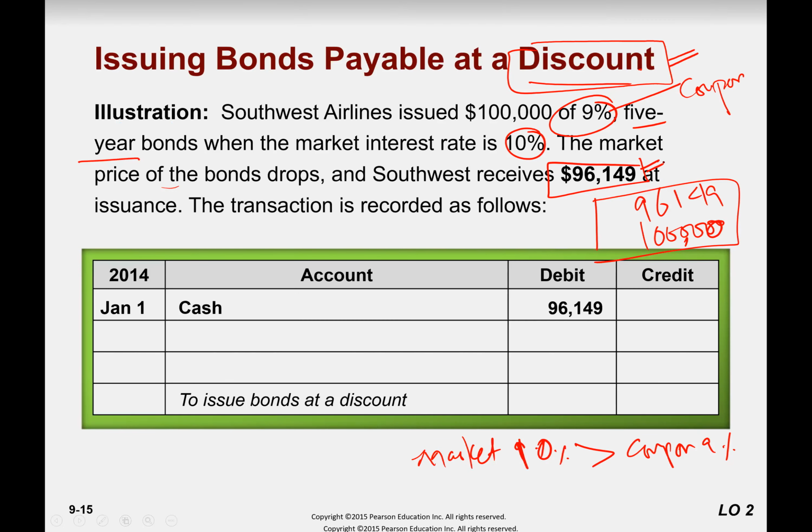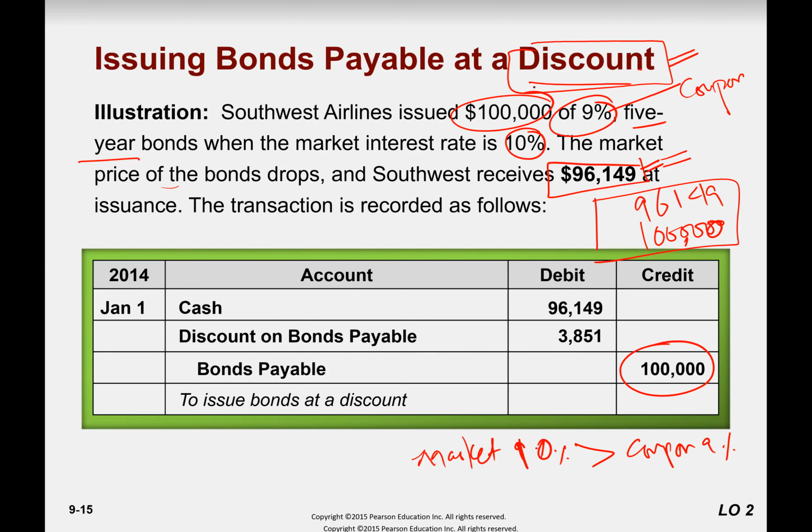So the company received cash, 96,149. Cash increase means asset increase, so it's a debit. And then discount, which is 3,851, and bonds payable. Why? Because at the end of the 5 years, the company would have to pay $100,000. So the commitment or liability is there. Liability is 100,000. Against 100,000, the company received cash of 96,149. So the difference is, of course, the discount of 3,851. This is how we account for the issuance of a bond at a discount.